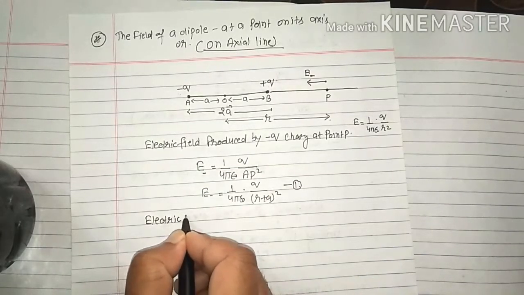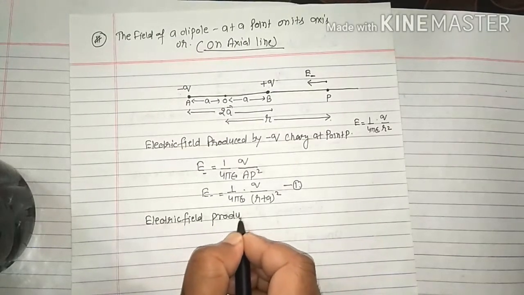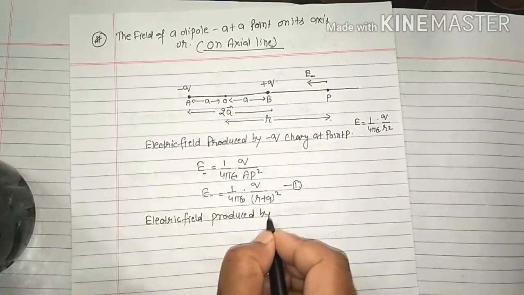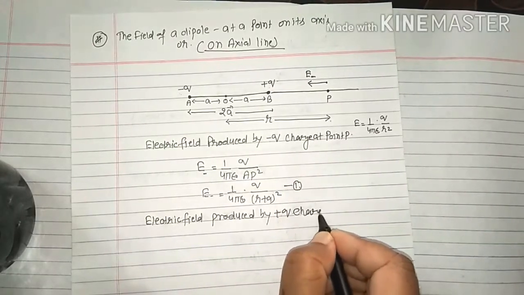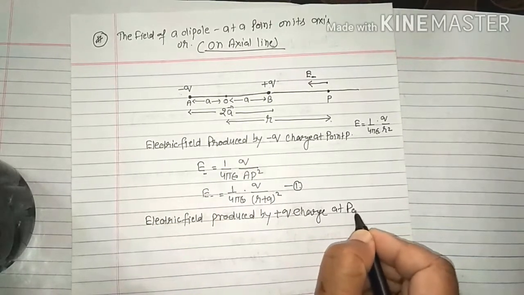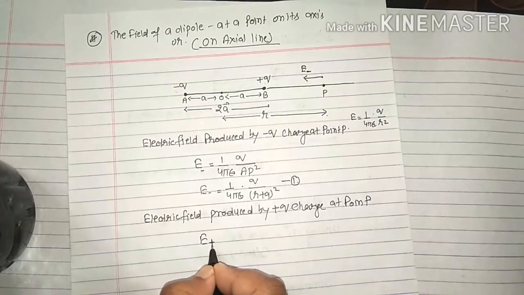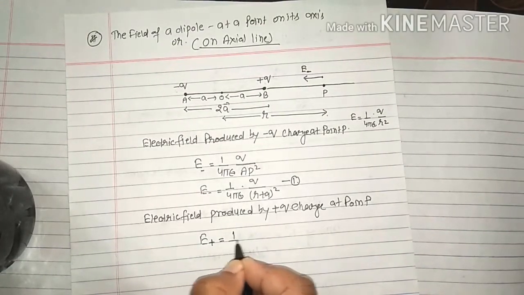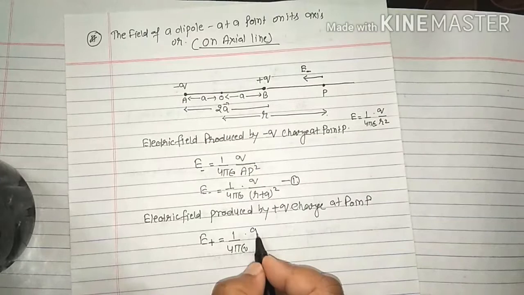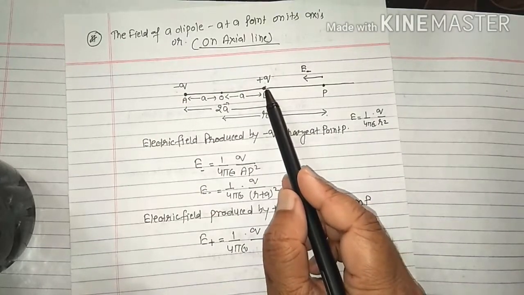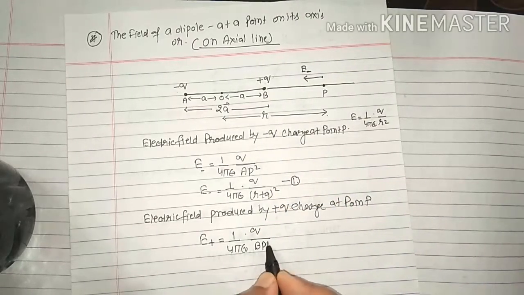So the electric field produced by the plus q charge at point P, the notation of that field is E plus. E plus is equal to 1 upon 4 pi epsilon naught, the magnitude of that charge q, and the distance between the source charge and the point of observation, that is BP square.